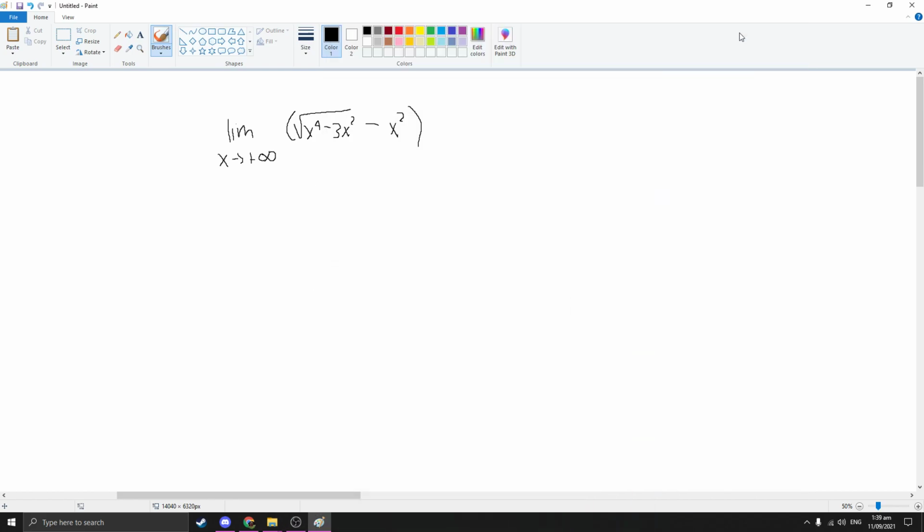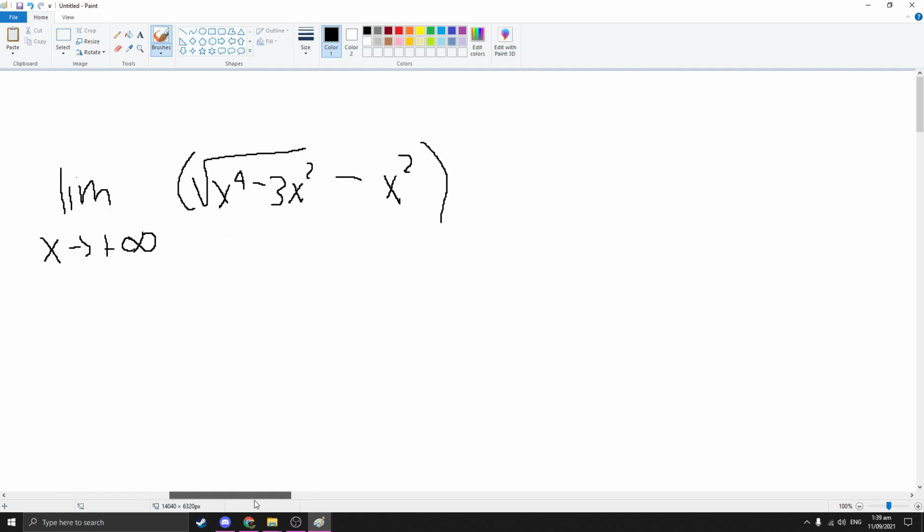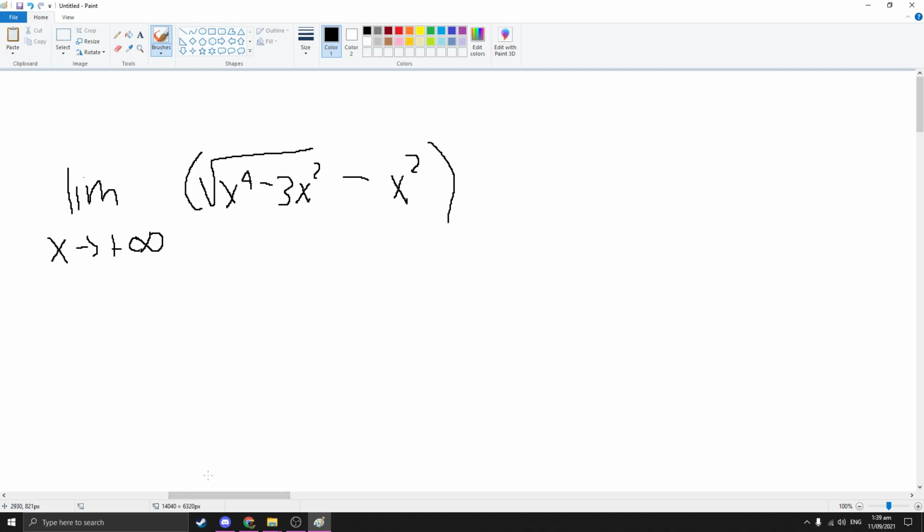Hi, hello. So today we're going to solve the limit of the following equation. This is finding the limit of a polynomial with a radical. So we read this expression as the limit of the square root of x raised to 4 minus 3x squared minus x squared as x approaches positive infinity.